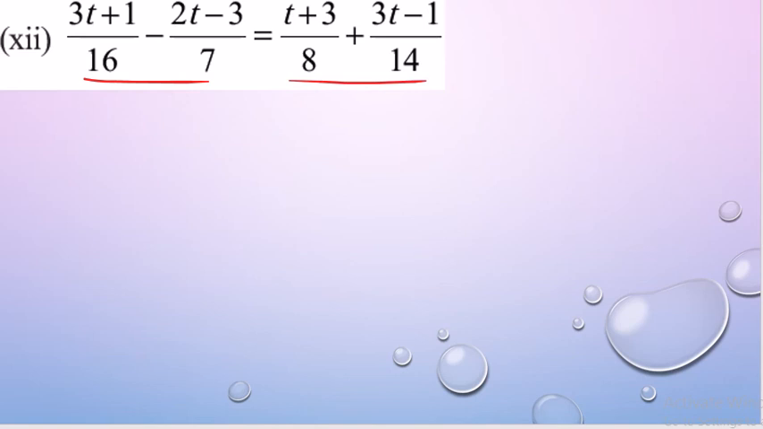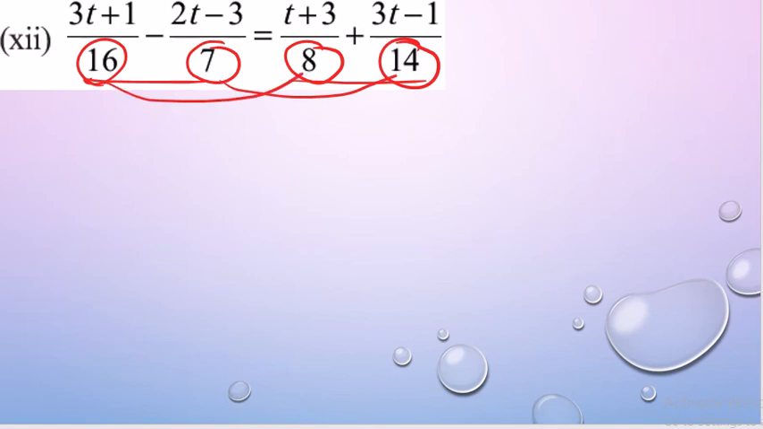Now if you want to simplify this in an easier way, if you observe the denominators, here we are having 16, here we are having 8, and here we are having 7, and here we are having 14. So these two are interrelated and these two are interrelated, right? So when such type, here we can take LCM in an easier way. So that's why we are going to make 16 and 8 as one combination and 7 and 14 as one combination. So how can I write this?